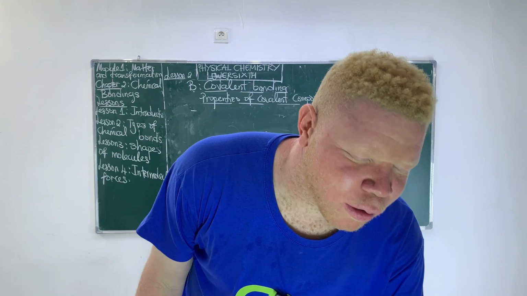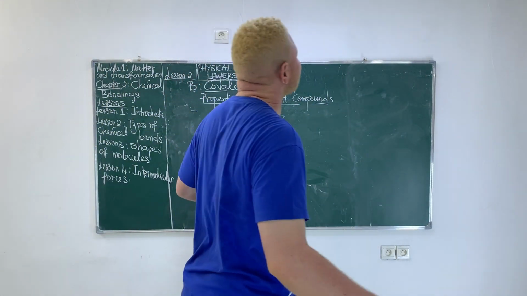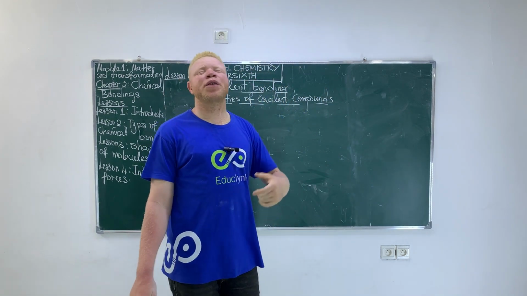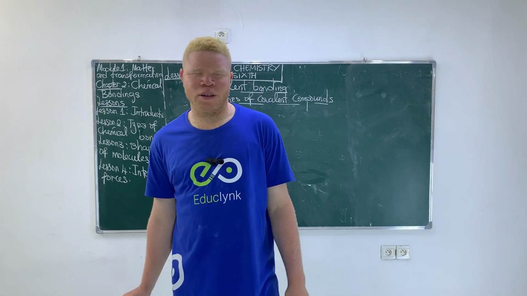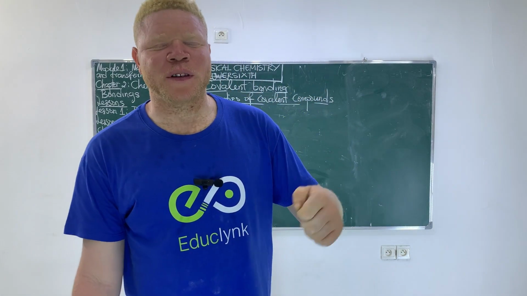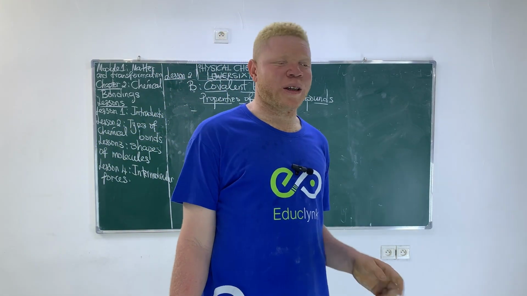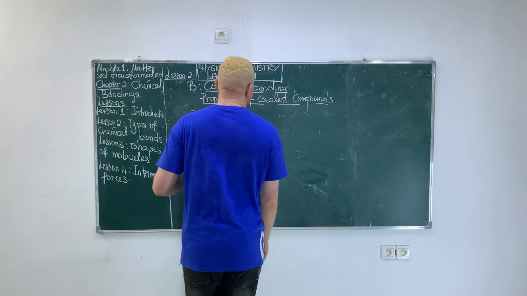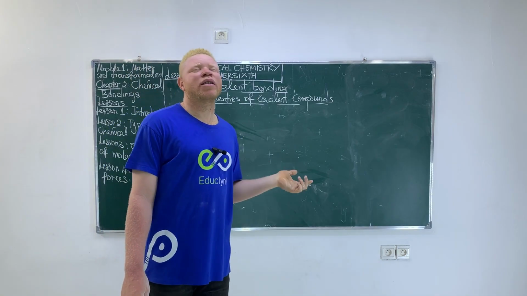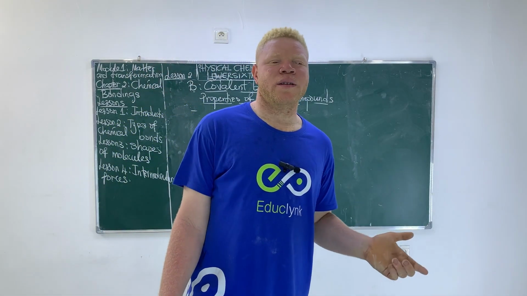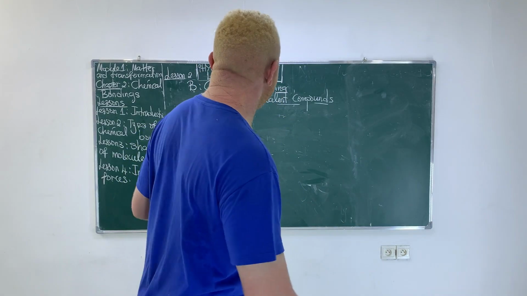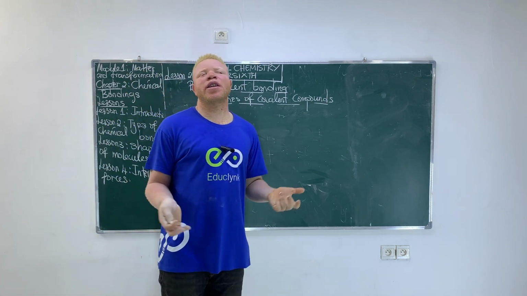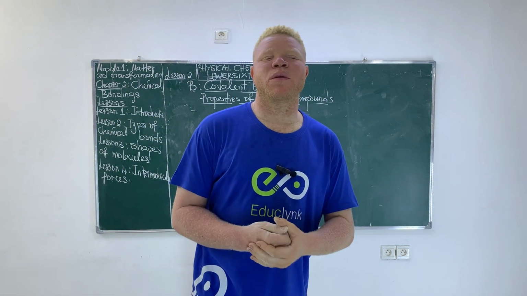Covalent compounds, they do not conduct electricity, be it in solution or in a molten state. Why? The covalent compounds actually don't have free mobile electrons. They don't have free mobile ions, just like ionic compounds. In this case, the electrons are bonded. They are bound, so they do not conduct electricity, be it in a molten state or in solution. They do not conduct electricity. Next, they have low melting and boiling points because the atoms are held together by weak covalent bonds.